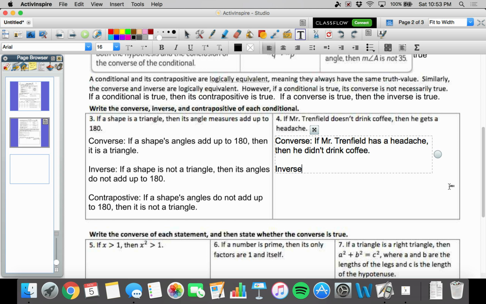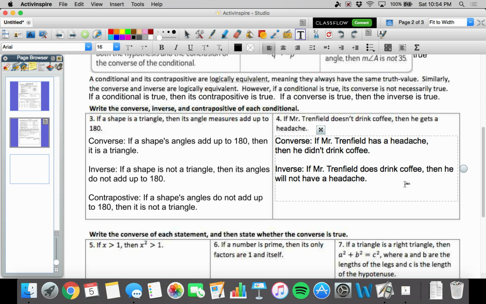Inverse of this statement. So if Mr. Trenfield, this original statement already says does not. So if I'm negating that statement, then my statement is if Mr. Trenfield does drink coffee, then he will not have a headache. And that's true most of the time, but like I said earlier, there's lots of things in life that can give me headaches. So some days are just rough and I drink my coffee, but I still have a headache, you know. Life's hard sometimes.